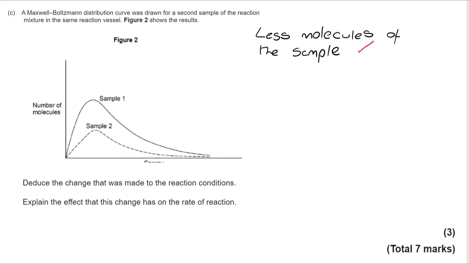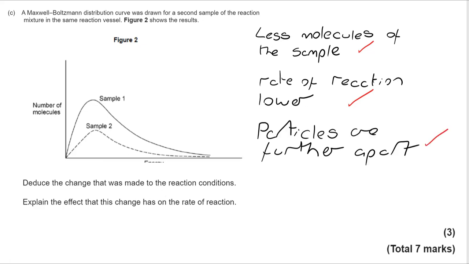So in sample 2, the area is smaller, so there are less molecules of the sample. You could also talk about it being a lower pressure. Now, if that's the case, there will be a lower rate of reaction for the second mark. And then finally, we can talk about the fact that the particles are further apart. That means there will be less collisions, therefore there will be less successful collisions, therefore the rate of reaction will be lower. But we've got all of the marks there.